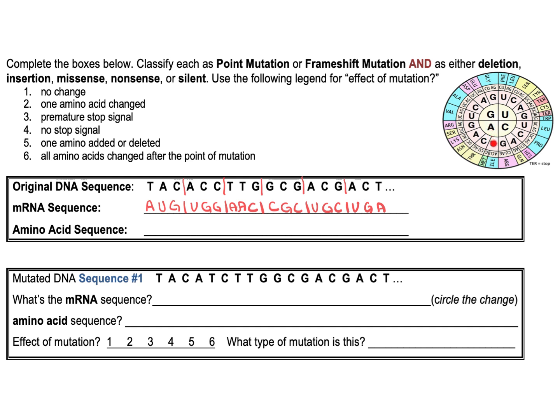AUG is methionine. So we're going to write MET. I got to switch over to my pen again. Then our next one that we're looking at is UGG. So here's U, G, and then G. So we're looking at TRP. AAC is ASN.